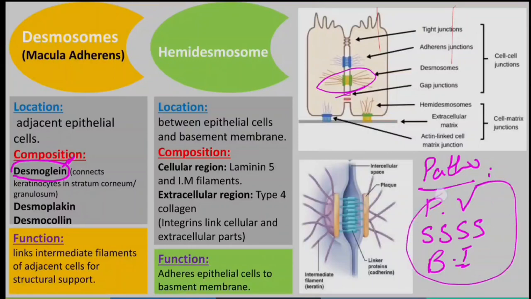So these pathologies will destroy our desmosomes and result in blistering pathologies, and we will see blister formation on our skin and our epithelial cells will be splitting.